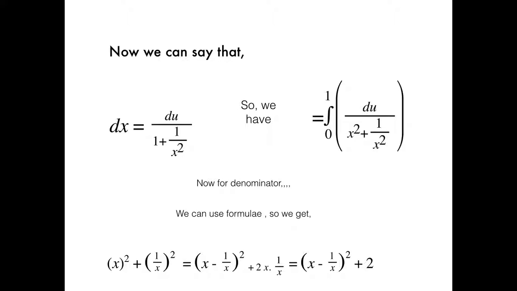Now you have to use the basis of algebraic formulas. The algebraic formulas that you have learned in school: a squared plus b squared is equal to a plus b whole squared minus 2ab, or a minus b whole squared plus 2ab. That's the formula that I've used in the next step. So I've used x squared plus 1 by x squared in terms of a squared plus b squared, that is equal to x minus 1 by x whole squared plus 2.